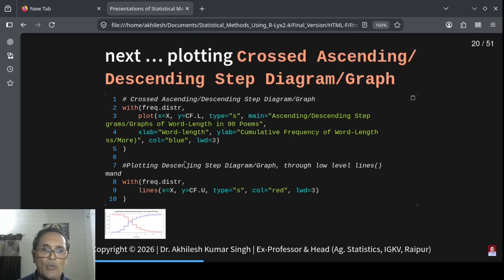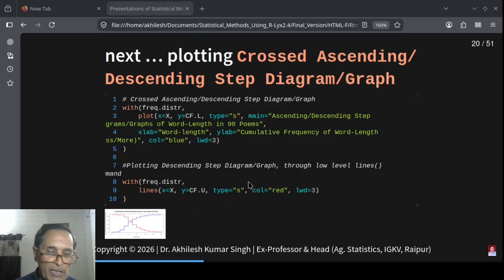Okay, so the second one is, this is the high level plotting function, plot. This lines is the low level plotting function. This high level and low level plotting function, I have already discussed in the previous lecture. So in the lines we take upper cumulative frequency. Type is the same, although I changed the color. Here the color was blue, here I have changed it to red to differentiate between them.